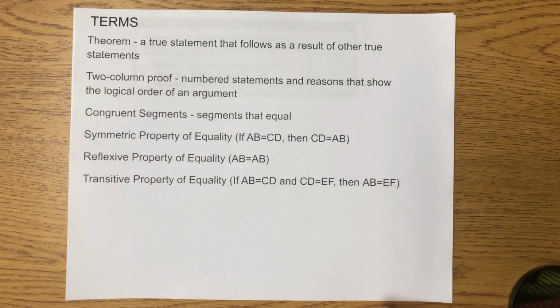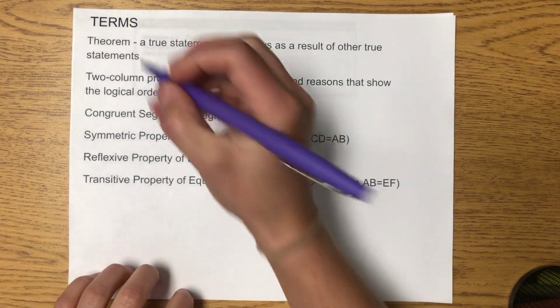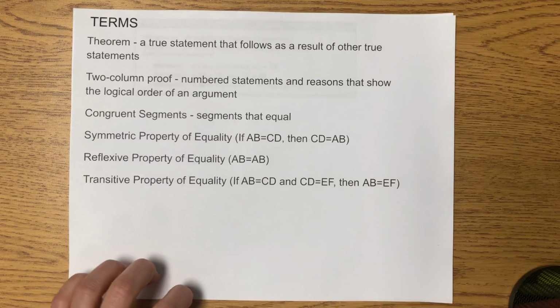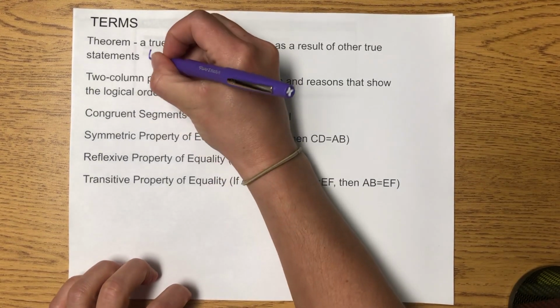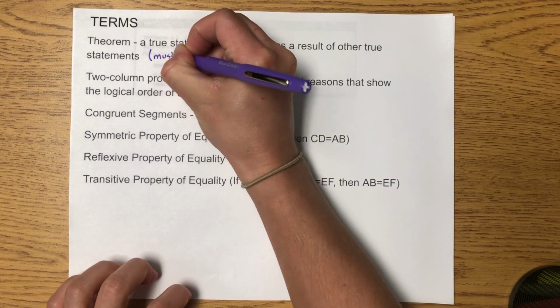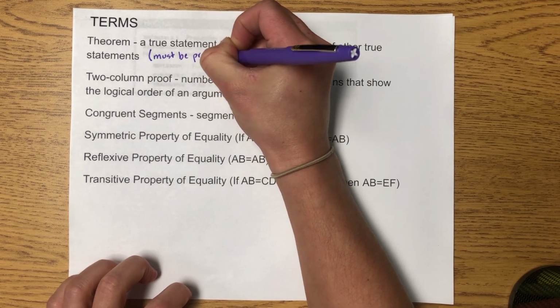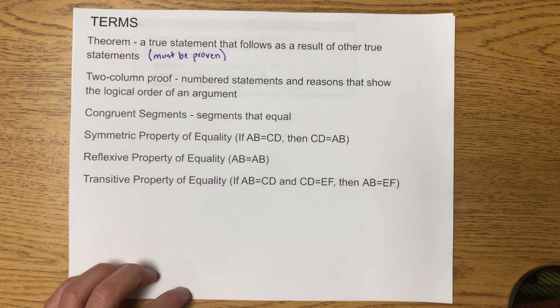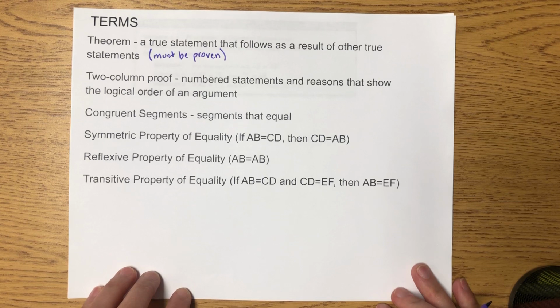So let's review some terms that we've talked about. And the first term that we see is called a theorem. Now remember, a theorem must be proven. It's a true statement that follows as a result of other true statements, meaning it must be proven. That's different from a postulate. A postulate does not need to be proven. It is just a rule.